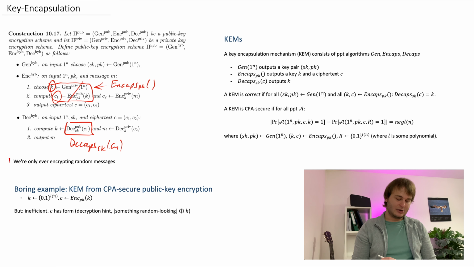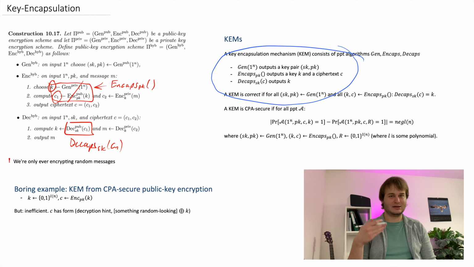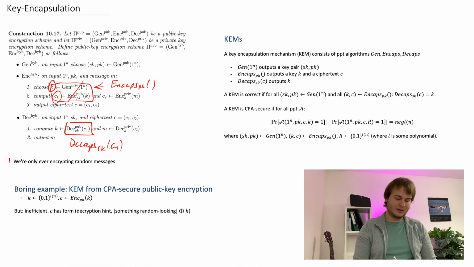Obviously we can construct a KEM from a CPA secure public key encryption scheme. Because essentially a KEM is a public key encryption scheme, just that it has lost its ability to encrypt arbitrary messages, it just encrypts random messages. So we can do the same thing that we did in the hybrid encryption scheme too. We just choose a random key, and then we encrypt that key with the public key encryption scheme. So that's what Encaps would do. And then it would just output the key K and the ciphertext C. And then everything works because Decaps would just recreate K.